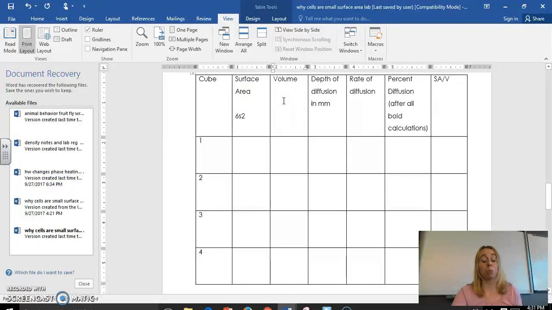Volume, I hope you know, of any cube is equal to length times width times height. Since the sides will be mostly equal, it may almost be the side of the cube cubed, or if it's not a perfect cube, length times width times height. So while your cubes are sitting in the acid solution, you are going to be calculating the surface area, the volume, and the surface area to volume ratio of your 3 cubes.